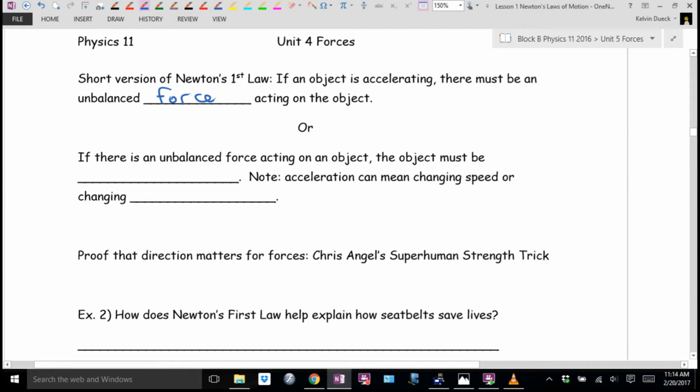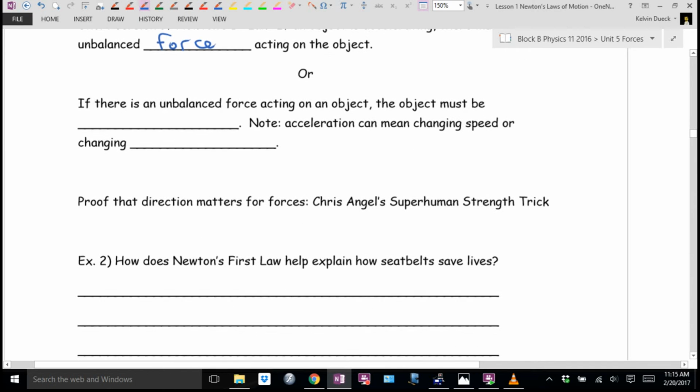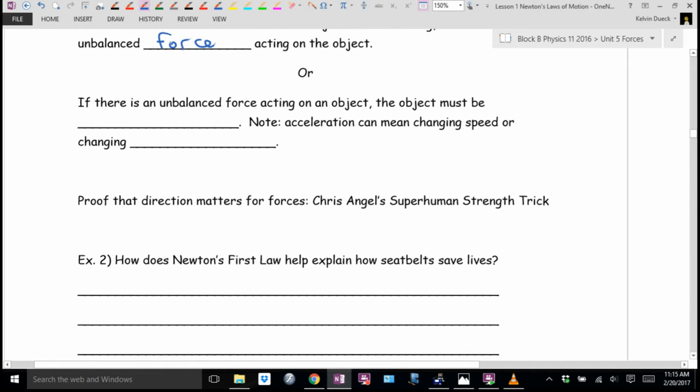And it works backwards. If an object is accelerating, if there is an unbalanced force acting on an object, the object must be accelerating. And remember, this is important. There's two ways to accelerate. You can change your speed, or you can change your direction. When you're going around a corner with your car, even though your speed's not changing, you are accelerating because your direction is changing.